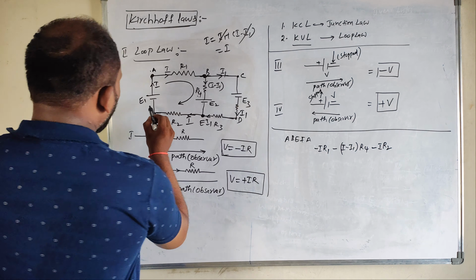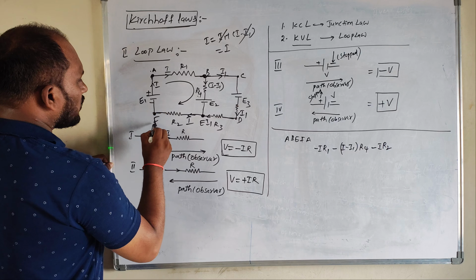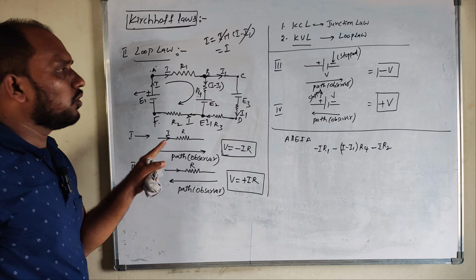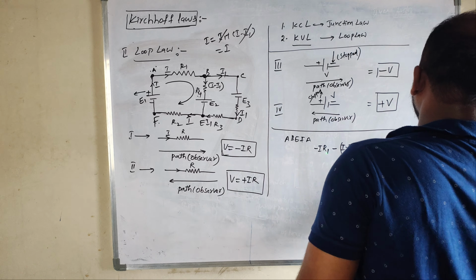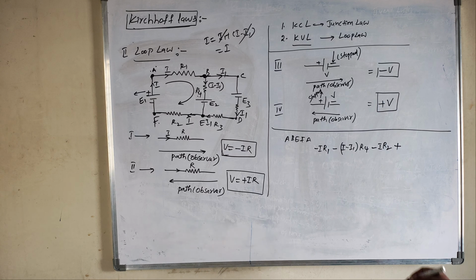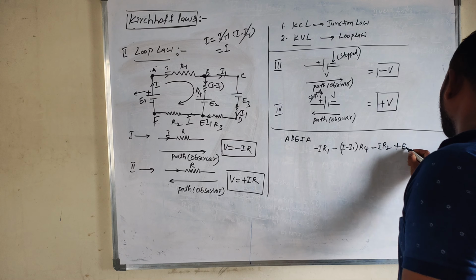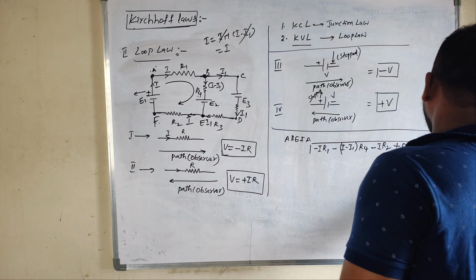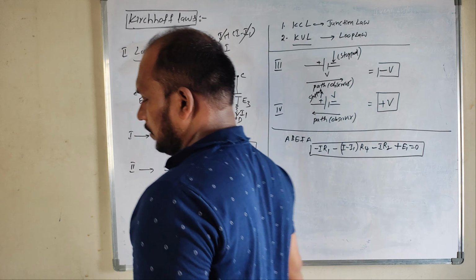Next, I jumped from minus to plus. What is the path here? F to A. I stopped on the plus terminal, so what sign do we put? Plus sign. So plus E1 is equal to 0. This is the way we write down the loop law.